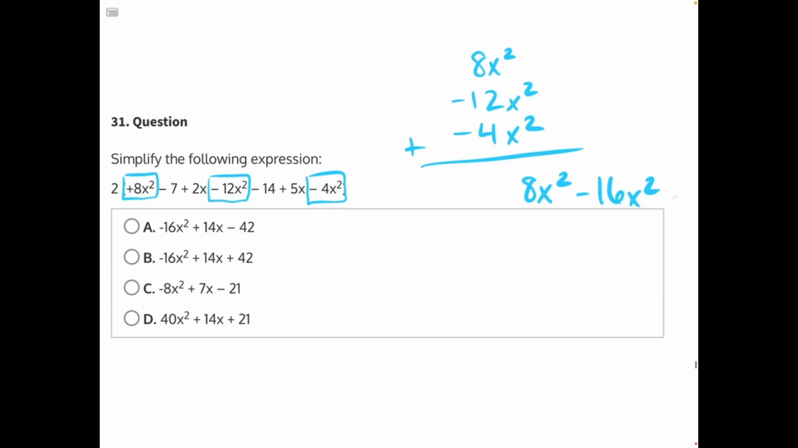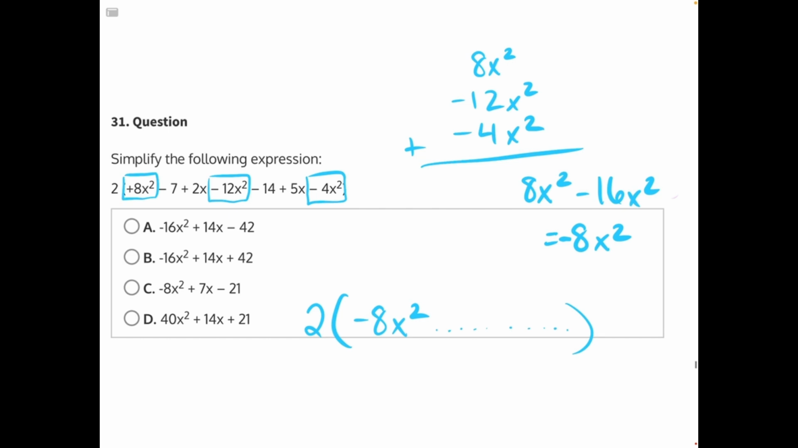That will give us 8. The biggest number carries the sign. 16 is the bigger number here, so it's going to be a negative 8x squared. So the beginning of our simplified expression would look like this. We would have the 2 on the outside of the parentheses, and then a negative 8x squared right at the front with all of the rest of our simplified numbers to come.